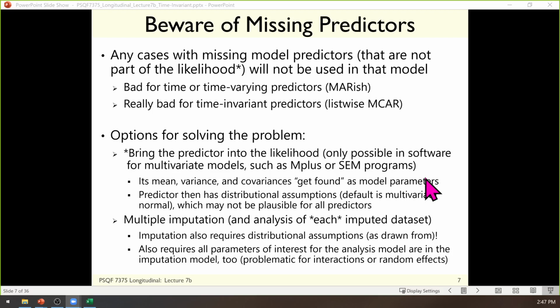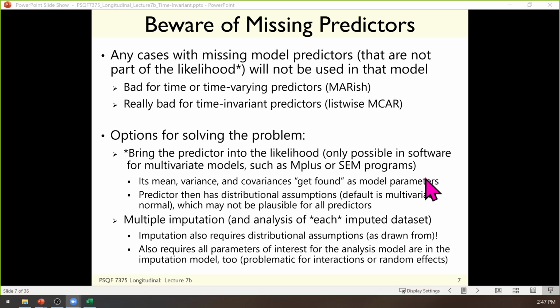More formally, what you're doing is bringing that predictor into the likelihood so that it's a joint likelihood of the predictor and the outcome, as opposed to just a conditional likelihood just predicting the outcome. So then the parameters of that predictor, its mean, its variance, and its covariance, are things that get found as part of the likelihood process, and you can have missing data. Well, that sounds great, right?